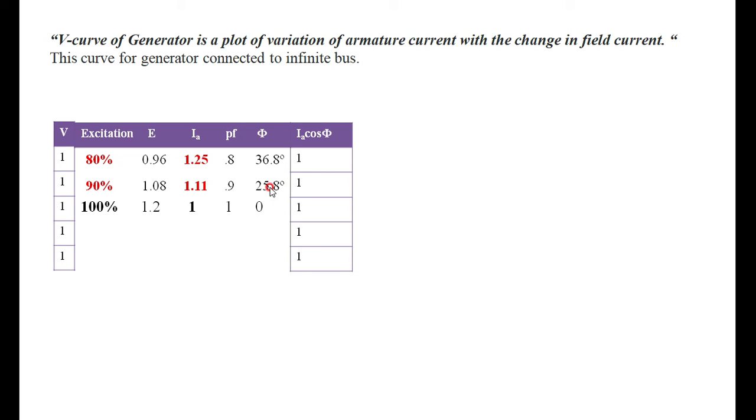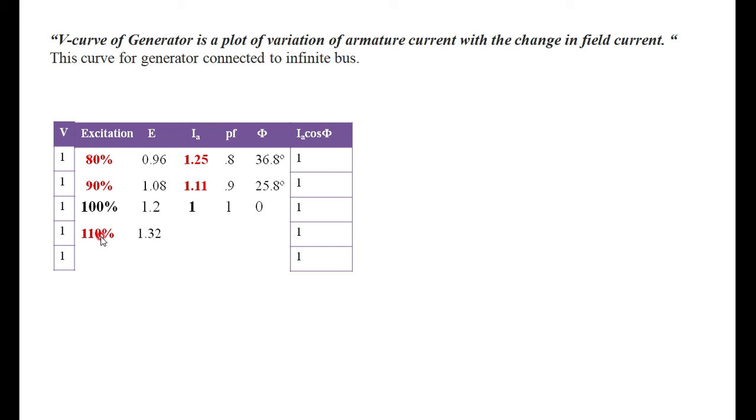At the same time, the power factor angle also goes on increasing. Now, from the 100% excitation, I go on increasing the excitation to 110%. For 100% it is 1.2. For 110%, that is 110 divided by 100, what I am getting is 1.32 as the voltage.